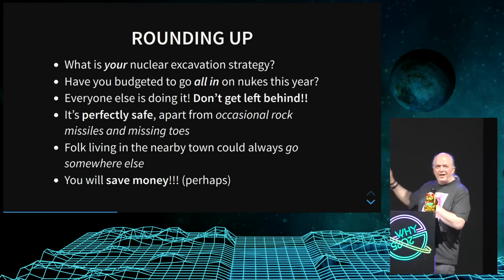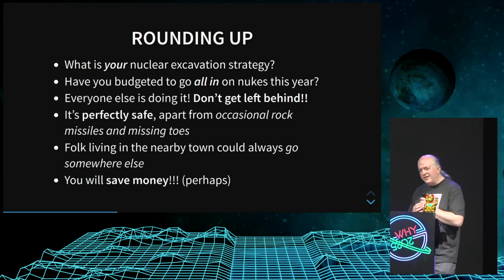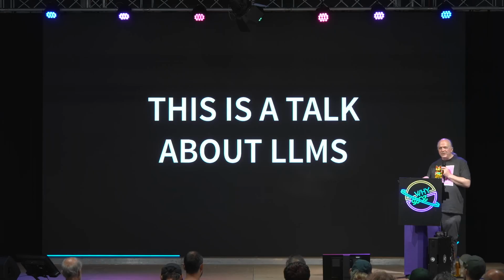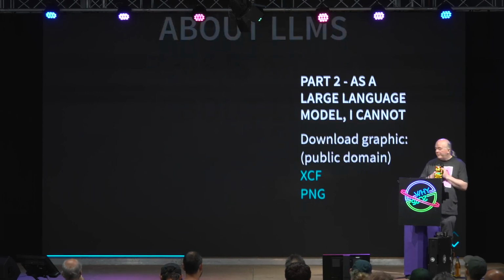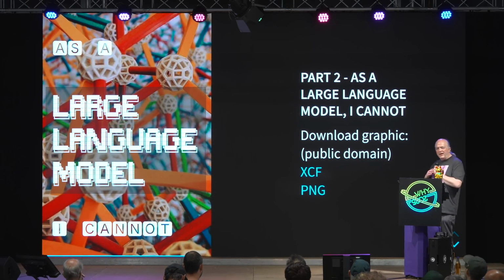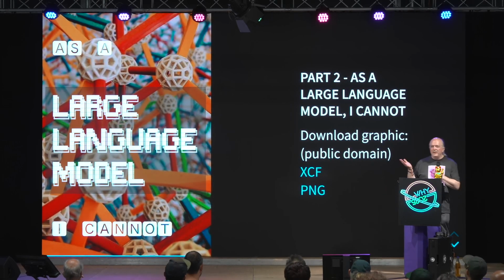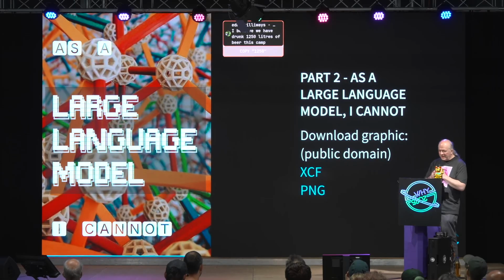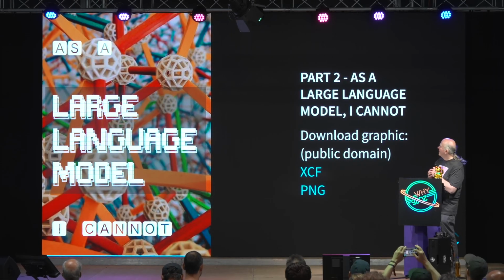So yeah, I was reading about this and I was thinking, I could substitute, I don't know, GPT for nukes, and so much of this feels like the world we live in right now, today. And so, yes, this is a talk about large language models. You didn't come to the wrong place, hopefully. Hopefully you'll get something out of it. So part 2, I call this one, as a large language model, I cannot, because it's really about failure modes. And again, if you like the design, you want to tinker with it, knock yourself out, because you can download it when I share the web page.